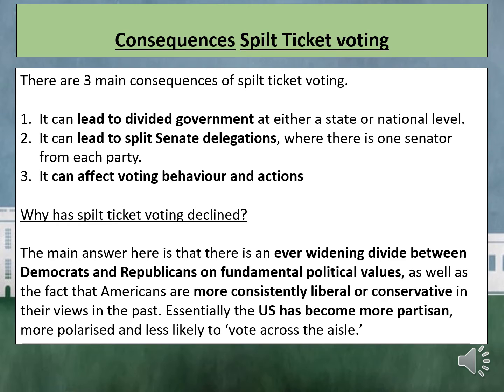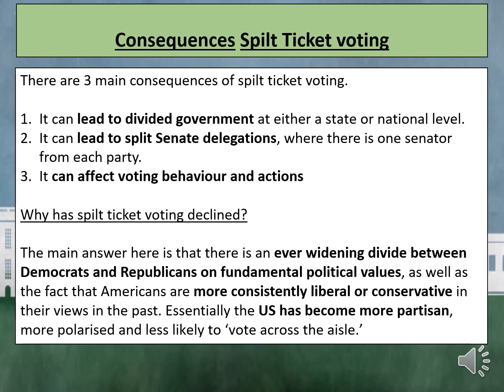There are three main consequences of split ticket voting. It can lead to a divided government at either a state or national level. It can also lead to split Senate delegations, where you have one senator from each party. This is far less common than in the past, but in the 2020 to 2022 Senate, Ohio, Montana, and West Virginia were among the states with split representation. It can also affect voting behaviour and actions. An elected representative from a split district or state must be careful about how they vote and the amount of support that they offer.